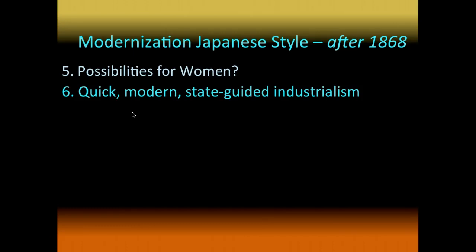In 1911, a feminist anarchist, Kanno Suga, was hanged for allegedly conspiring to kill the emperor.